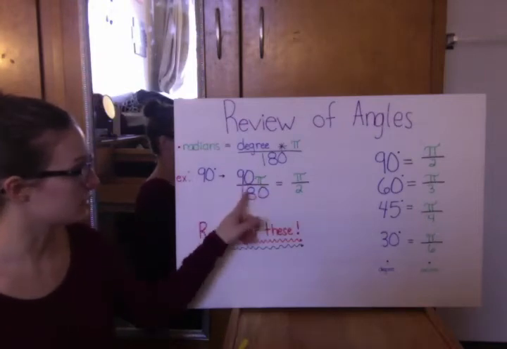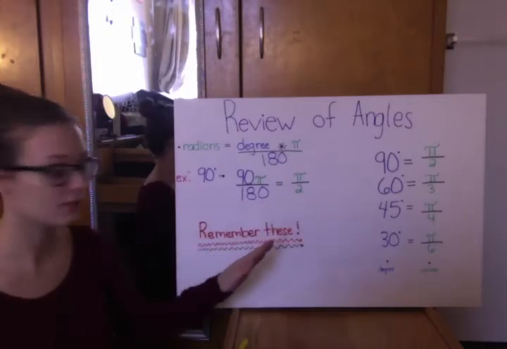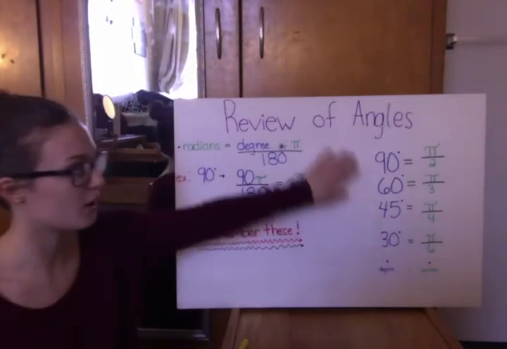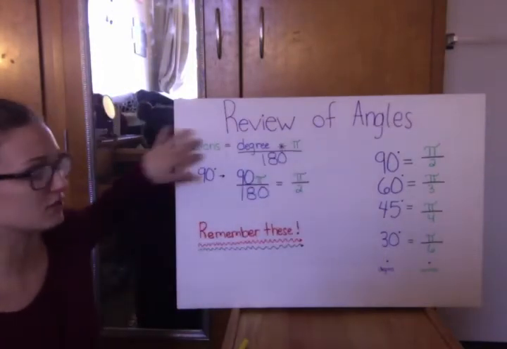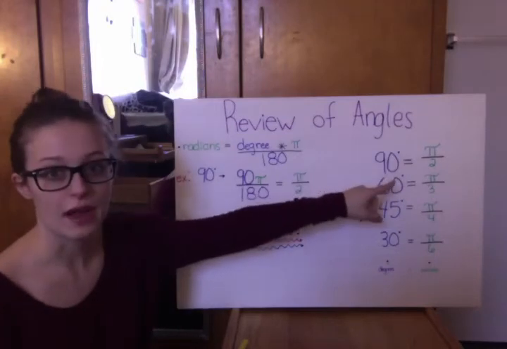pi over 2. These cancel, okay? So then 90 is really pi over 2. They're the same thing. But we need to remember these, okay? Because these angles show up all the time, and it would be a bother to have to do this every single time. Okay? So we have 90 degrees equals pi over 2.